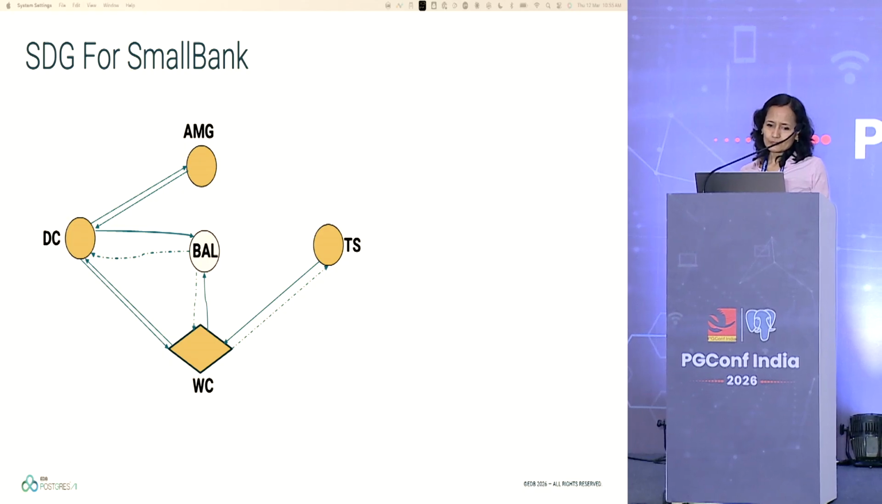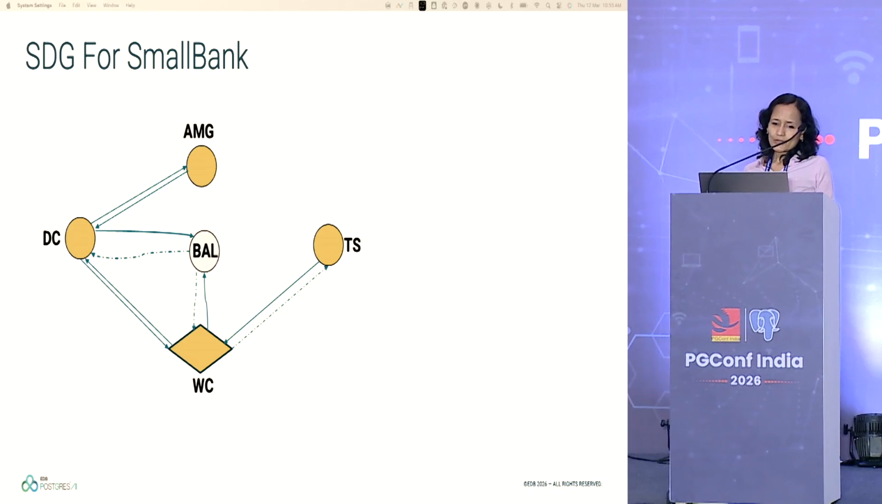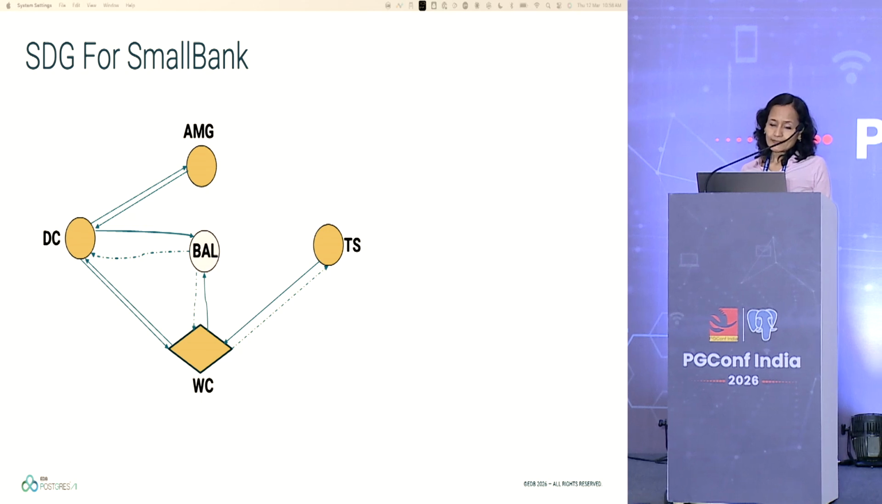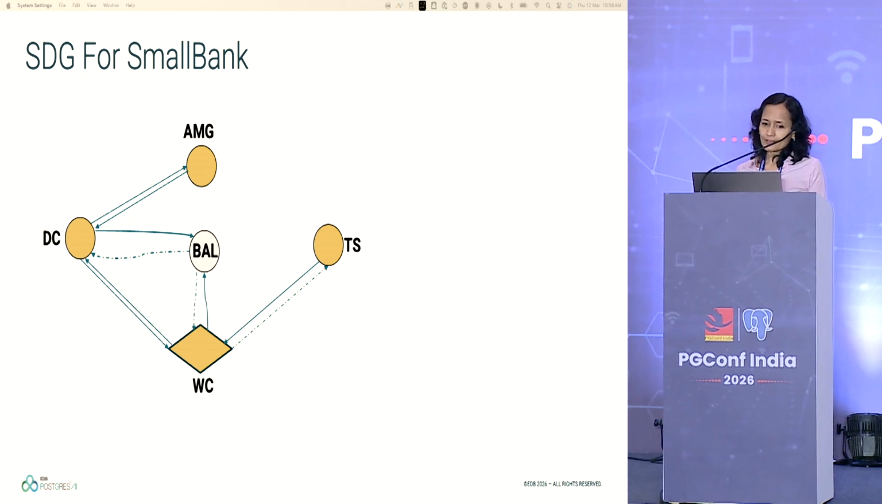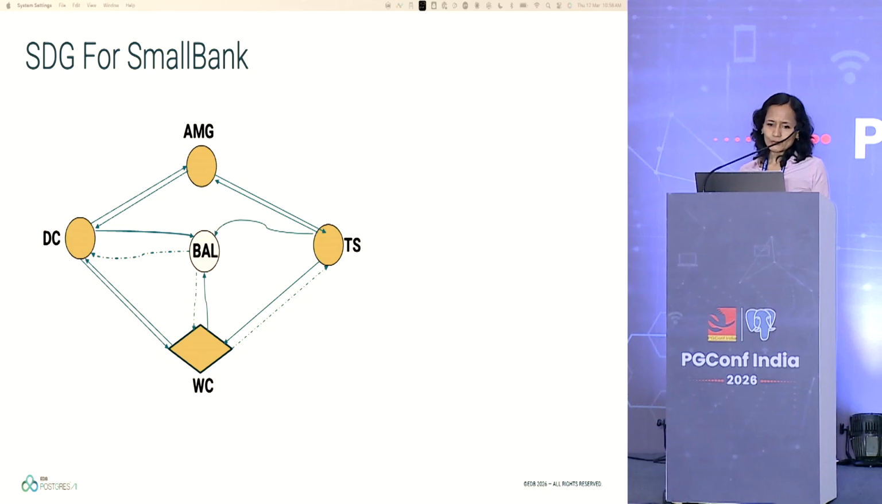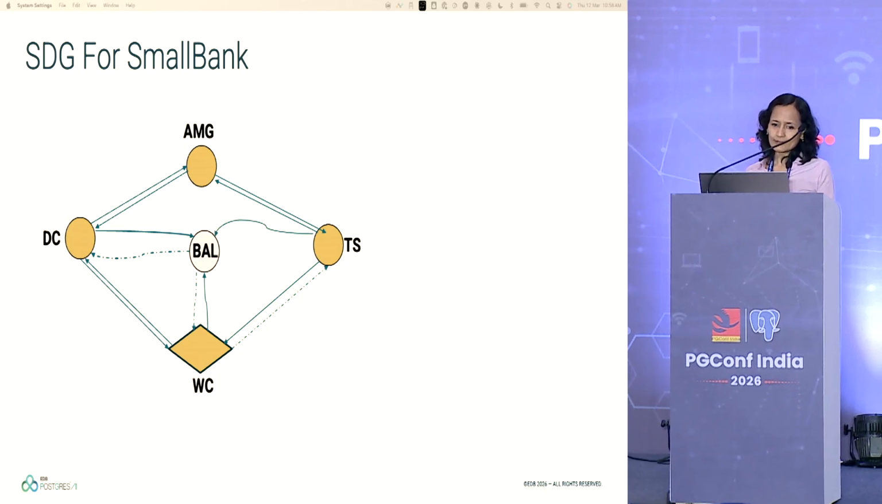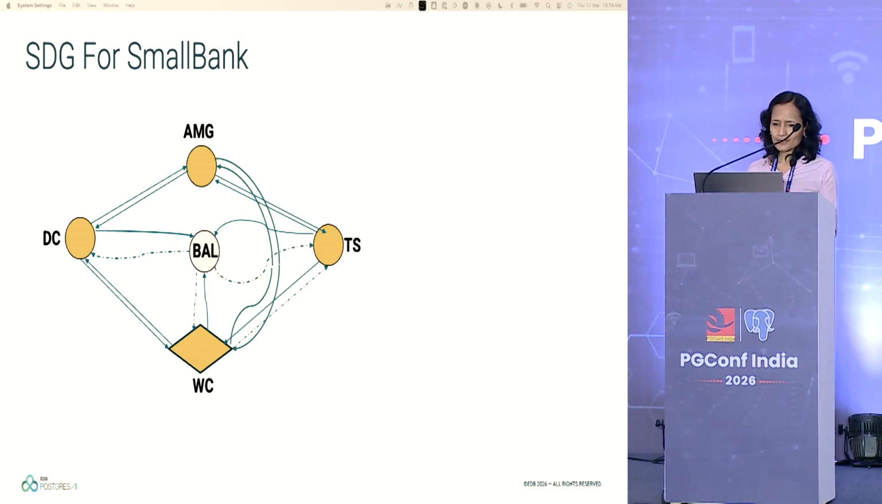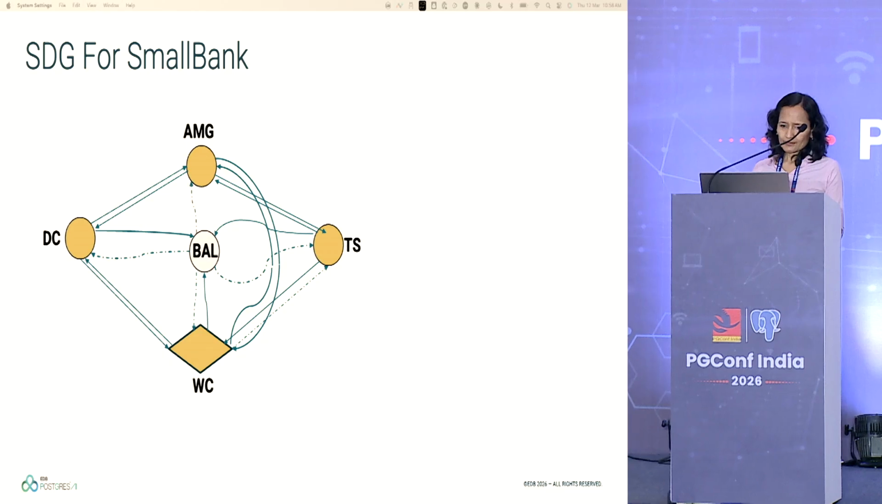Same with WC reading savings and TS modifying it, there is a dotted line between them. Amalgamate and TS are fully serialized because they read and write checkings and savings. Similarly between balance and TS, and so this is the complete SDG.